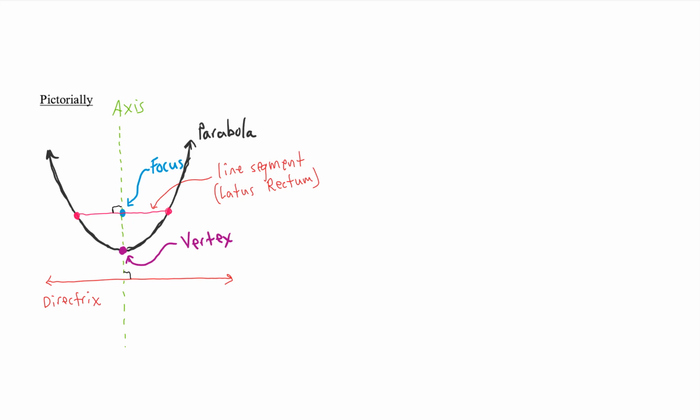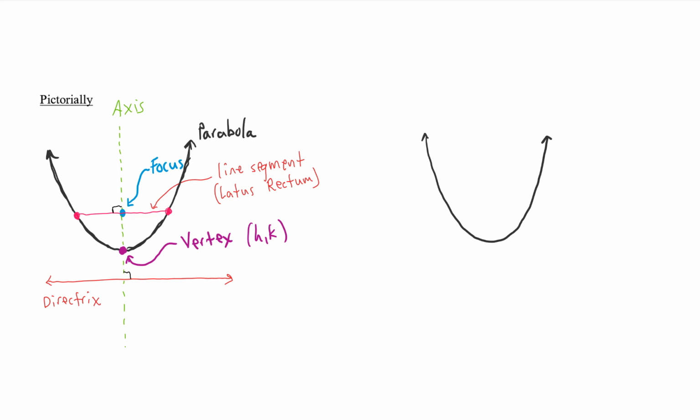Now, what is A? Our vertex is (h, k). That part's not complicated, I don't think. But what is A? It turns out A is a very useful distance that we're going to use over and over again. So let me draw another parabola. By the way, this could be any orientation. It doesn't have to just be upward opening. I'm just drawing it upward because it's easier for me to draw.